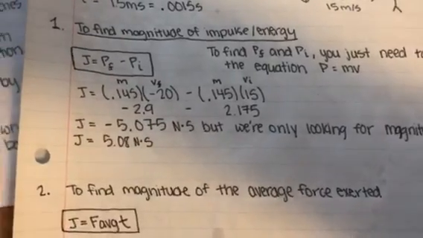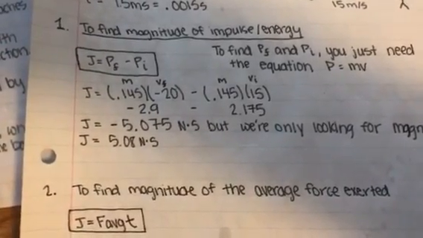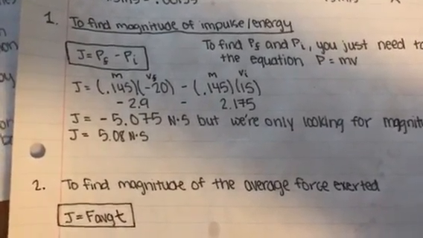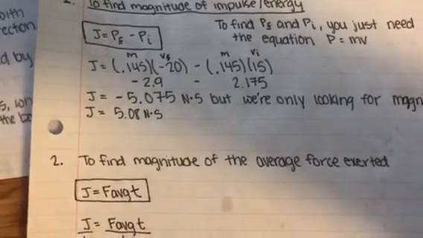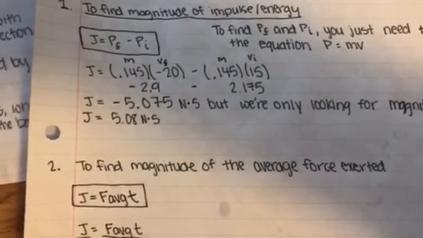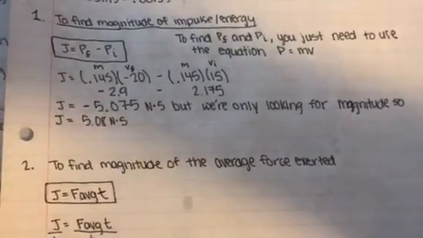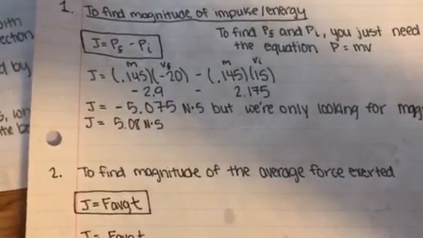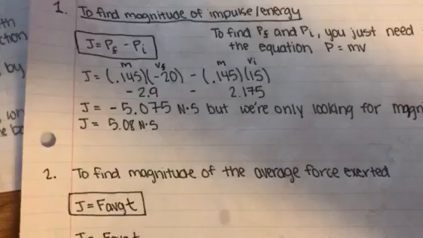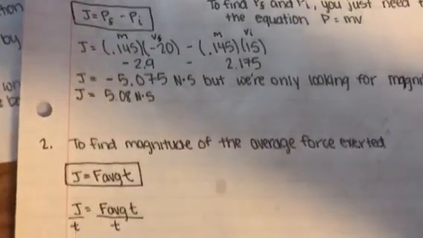I calculated both, and I got negative 2.9 minus 2.175. That added up to negative 5.075 newton-seconds, but we're only looking for magnitude, so I rounded the number to 5.08 and it also became positive.